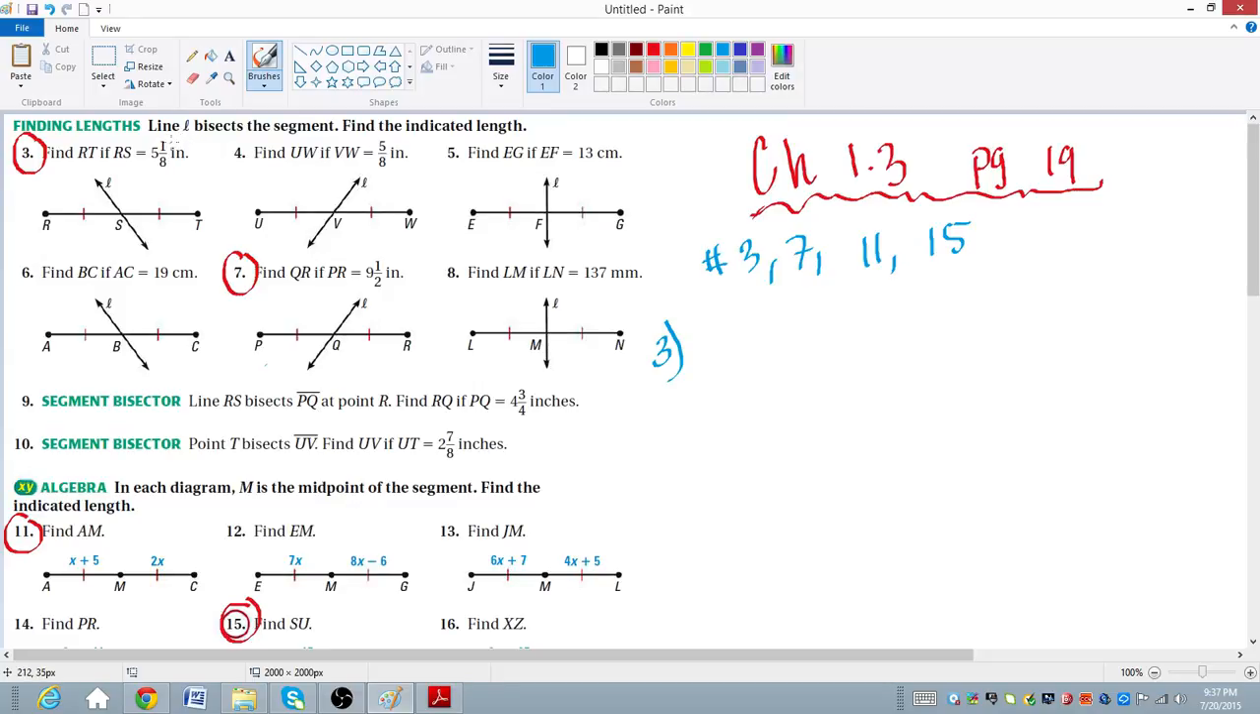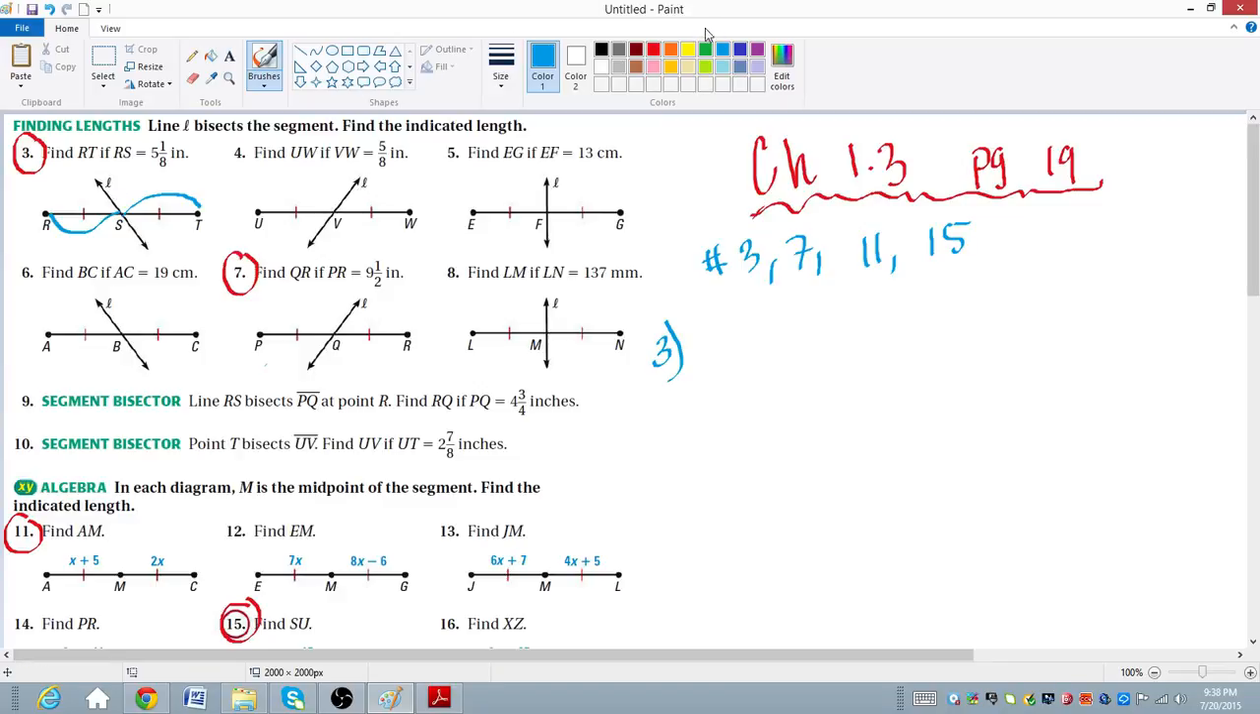Here it says line L bisects the segment, find the indicated length. Since I know that this is line L, it bisects the segment, which means that RS is equal to ST. That's what bisecting means. It cuts it in half. Now I know that RS is 5 and 1/8.